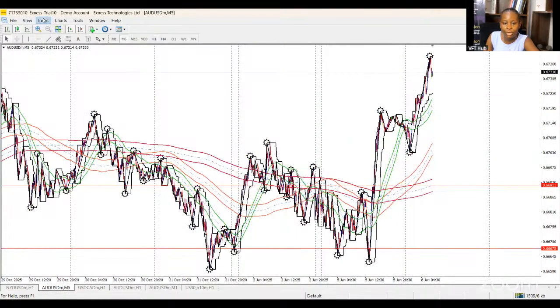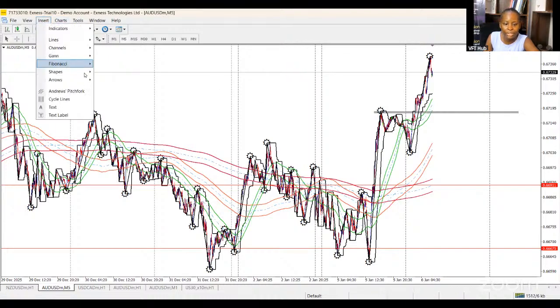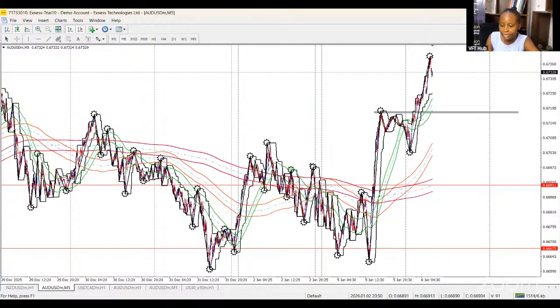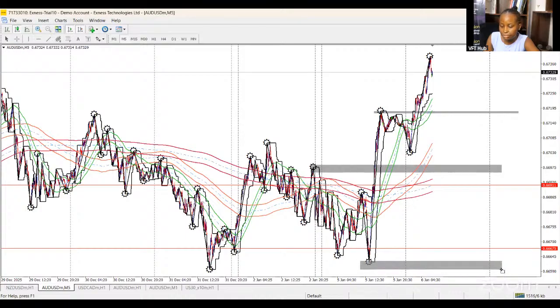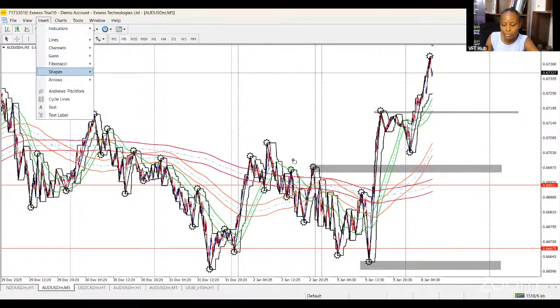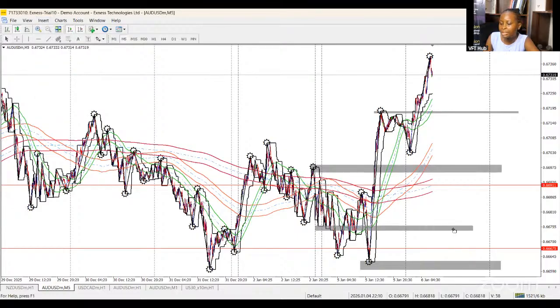Now, because this has clearer POIs, I'll go ahead and mark out my level points on the M5 time frame. What are they? Yesterday's high, marked out into today's price movement. Day before yesterday's high, yesterday's low, all marked out into today's price movement.